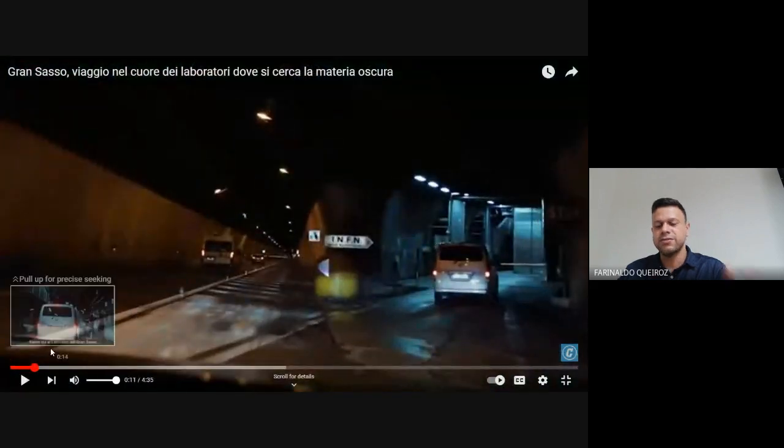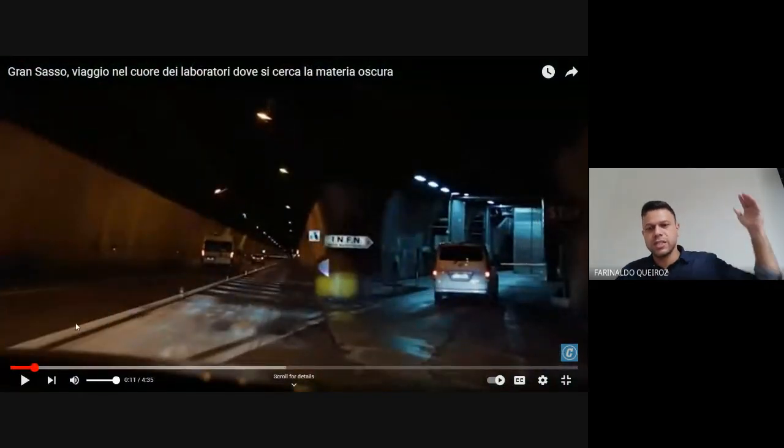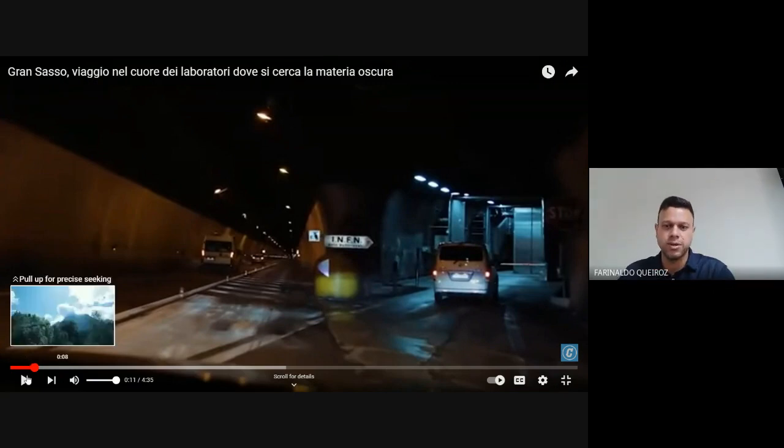So that's the entrance of the Gran Sasso Laboratory. It's a tunnel that crosses from one city to the other in the direction of Rome, the city in Italy. And there is a curve where you go to INFN, which is the Gran Sasso Laboratory.